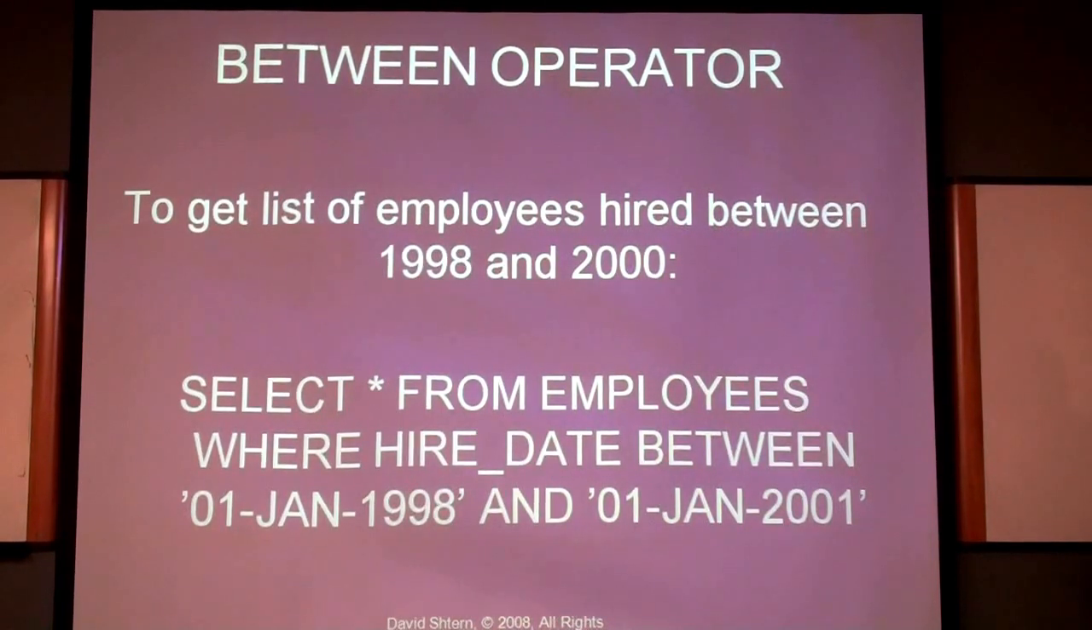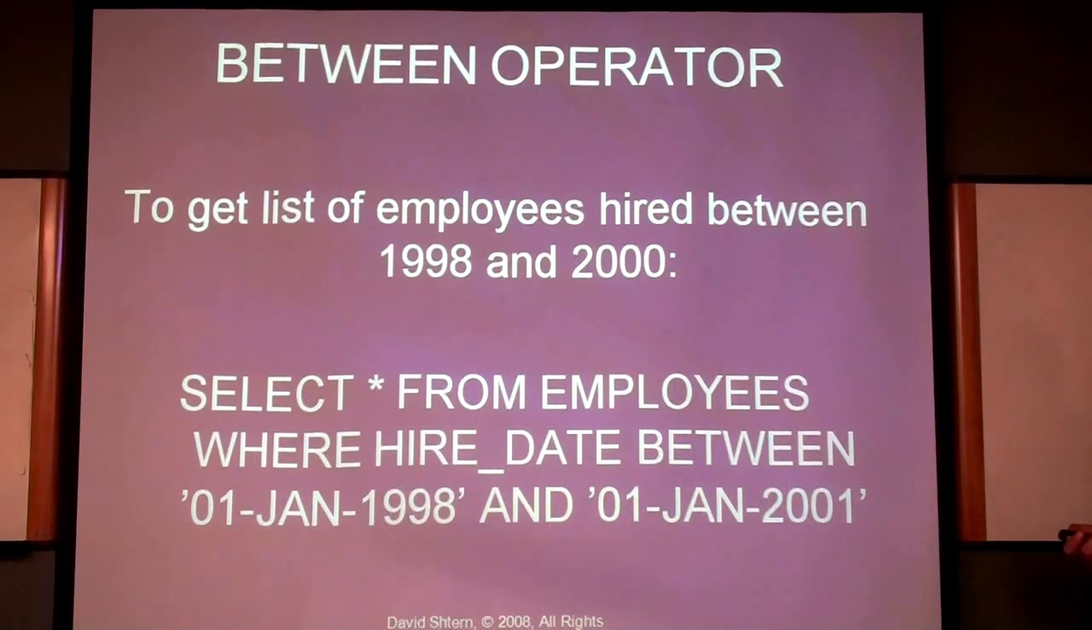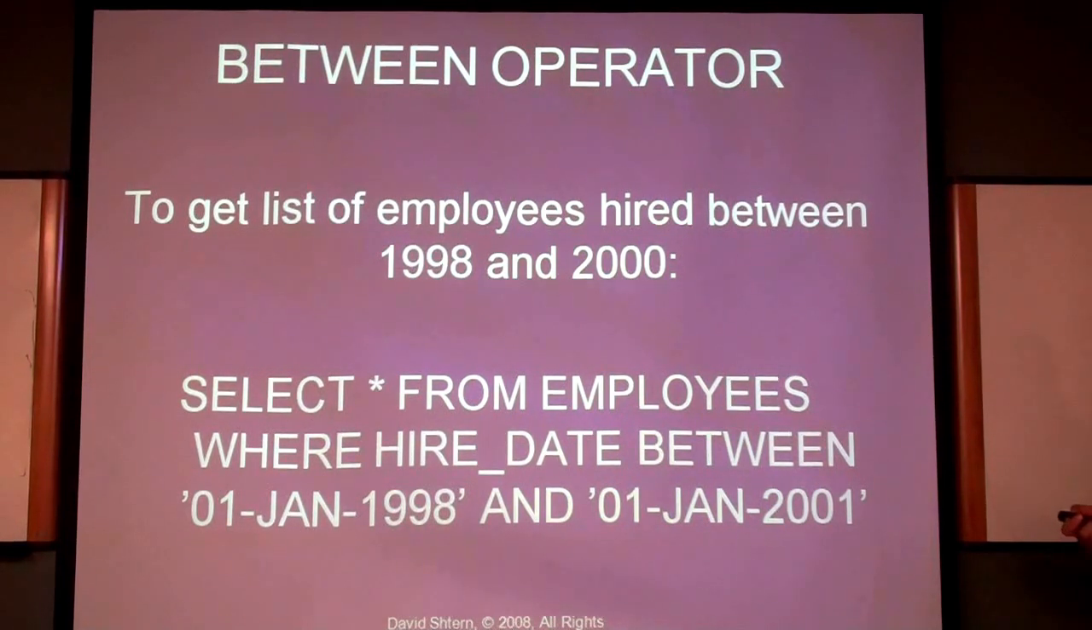If it works, let's go to the next operator. It's actually an example of BETWEEN which uses dates and times, not only numeric values, because this operator can be used for other than numeric values as well. If we would like to get employees who were hired between 1998 and 2000, we can execute this statement: select star from employees where hire date between 01 January 1998 and 01 January 2001. So you'll get a list of employees who were hired within this 3-year interval. 2 years or 3 years? Yeah, a 3-year interval.